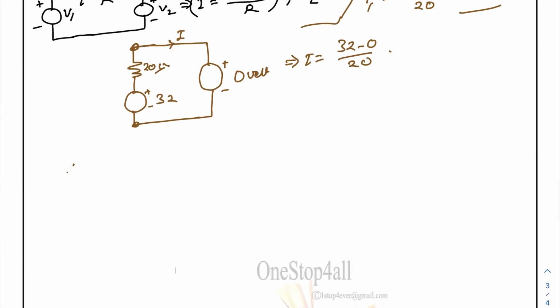So therefore we can write ISC is equal to I1 plus I2, and hence that will be nothing but 0.8 plus 1.6. So it will be 2.4 ampere. So this is your ISC, the short circuit current.